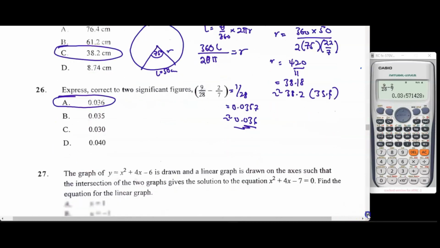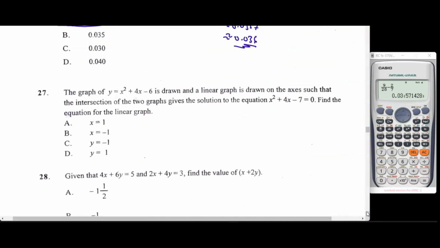Question number 27. So we have the graph of y equal to x squared plus 4x minus 6 is drawn. Now, a linear graph is drawn on the axis such that the intersection of the 2 graphs gives the solution of this equation. Find the equation of the linear graph.